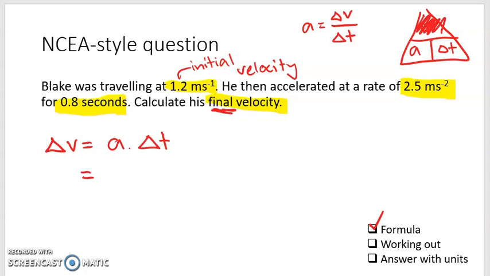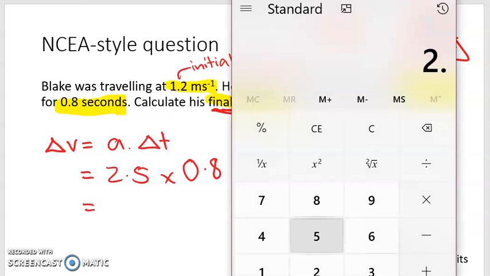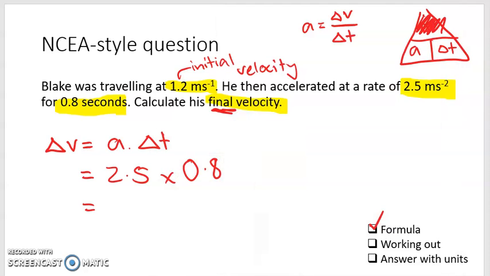Alright, so Blake's acceleration is 2.5 meters per second, and we multiply that by 0.8, the time. We can enter that into our calculator to give us 2. So Blake's change in velocity is 2 meters per second.